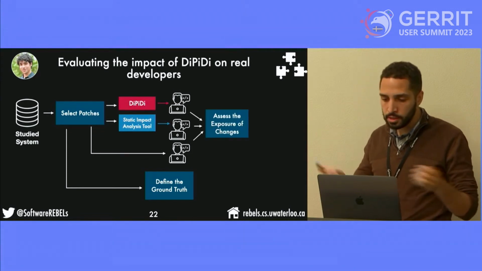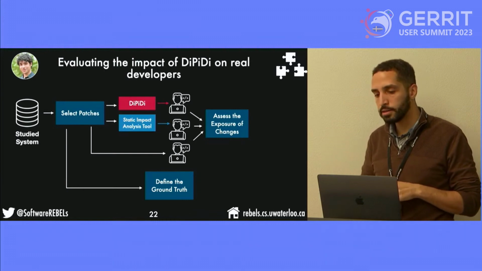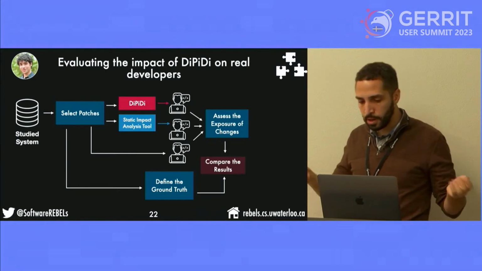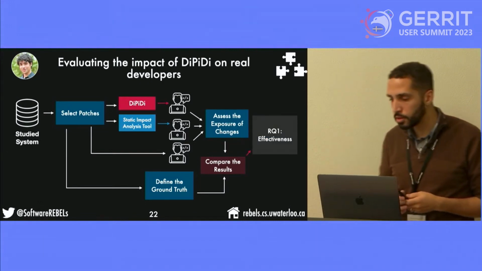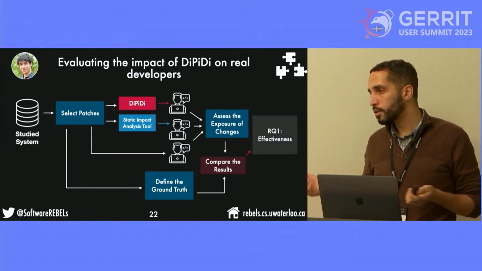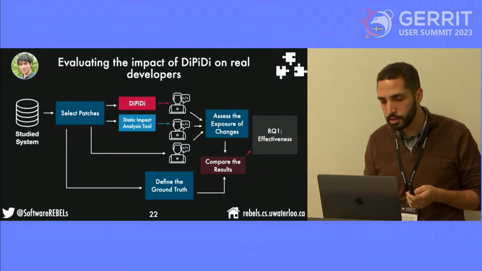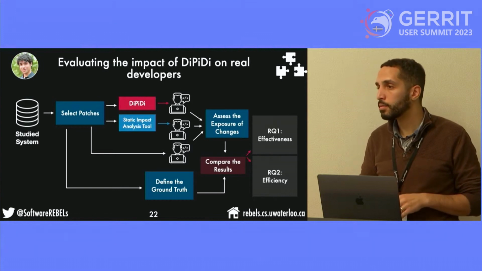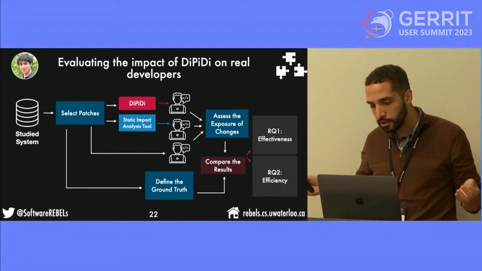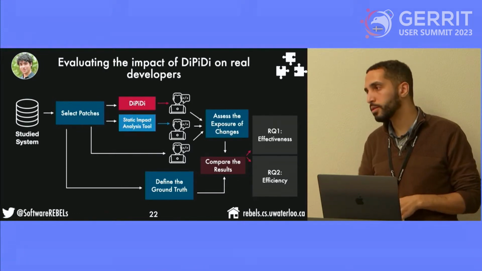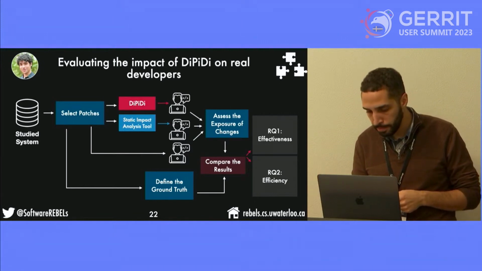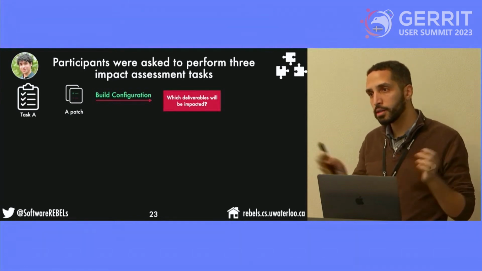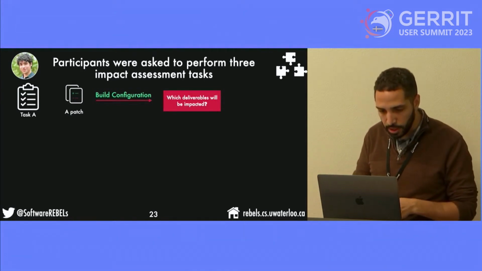And then we asked each group to complete the same tasks, assess the exposure of the change, and we compared to the ground truth to be able to answer 2 questions. How effective are the different groups at finding the right deliverables? And how efficient are they? Maybe you're equally effective, but you're faster using the tool, something like that. Now, we gave 3 different tasks in the study. I'm only going to talk about one because I'm really running out of time now.